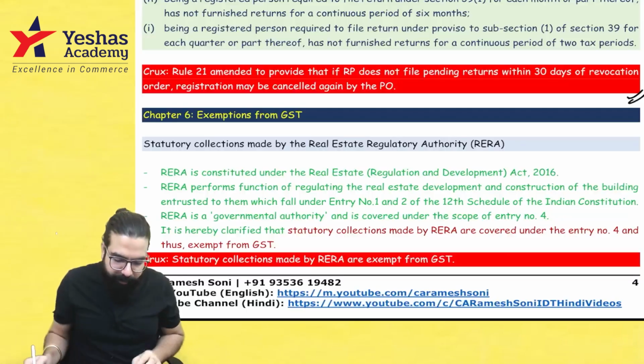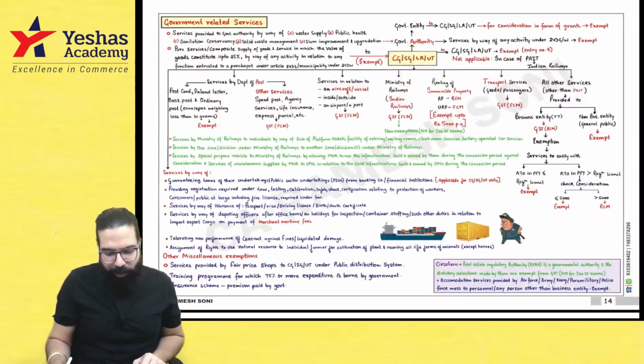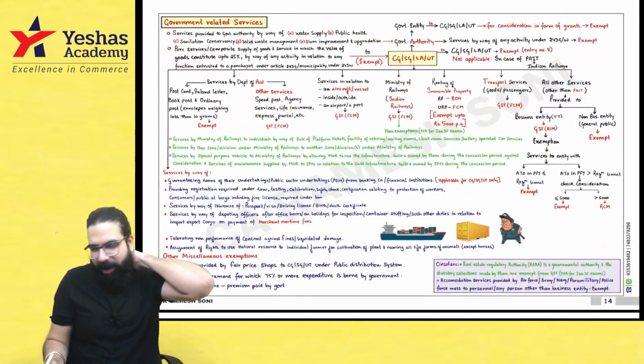Now we are moving to exemptions. Baba, exemptions, listen. RERA. It is very important from an exam point of view. The RERA point, but ठीक है.